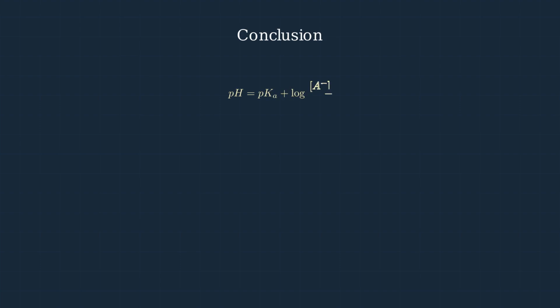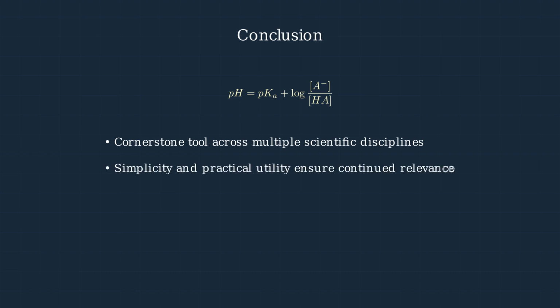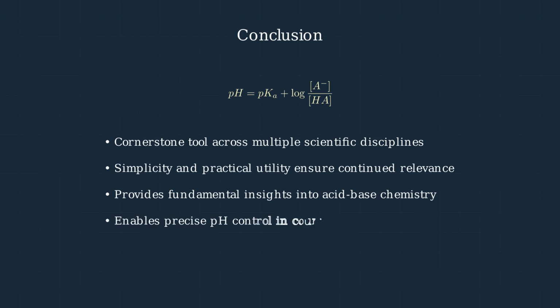This elegant equation, relating pH to the ratio of a conjugate base to its acid, provides fundamental insights into buffer behavior. Its applications span multiple scientific disciplines, from medicine to environmental science. Despite its limitations, its simplicity and practical utility ensure its continued relevance in both research and education. The equation provides fundamental insights into acid-base chemistry that remain essential to our understanding. Most importantly, it enables scientists to precisely control pH in countless applications that benefit society.